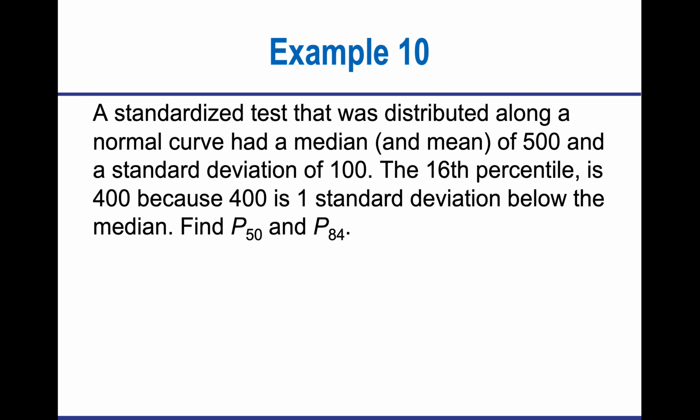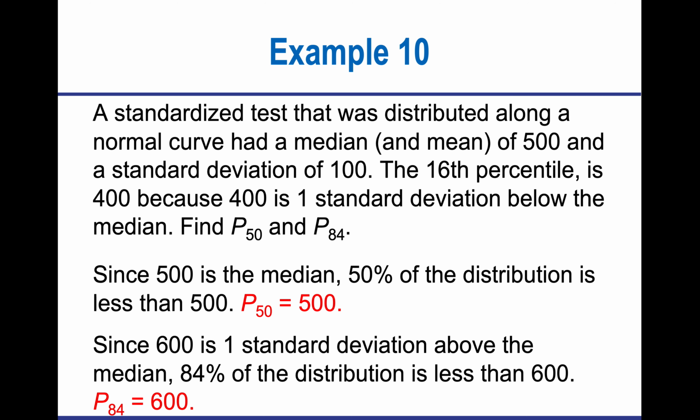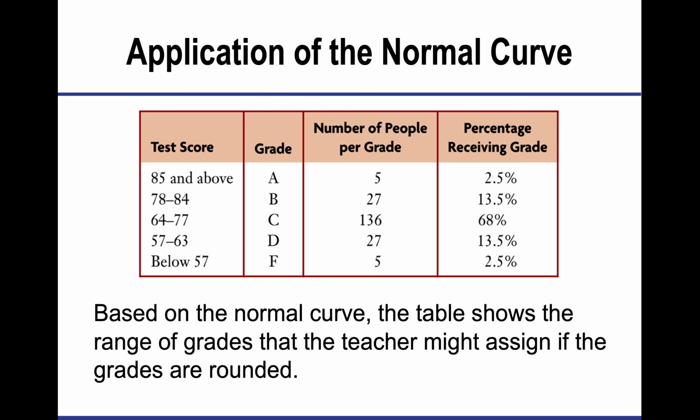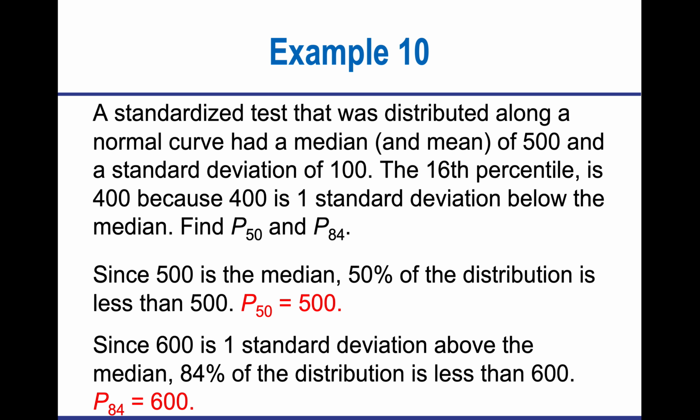What does this actually look like in a problem? Well, here's my sample problem. I know the median, they gave me that, so I know 50% of the distribution has to be less than 500 if it's normal, and 50% has to be greater than that. Since 600 is going to be one standard deviation above the median, 84% of the distribution is less than 600. Where is that coming from? Well, if the middle is 500 and this is 600, I'm going to have 34 plus 34 plus 13.5 plus 2.5. All of those scores lie below the 600. So that's where that percentage is coming from.